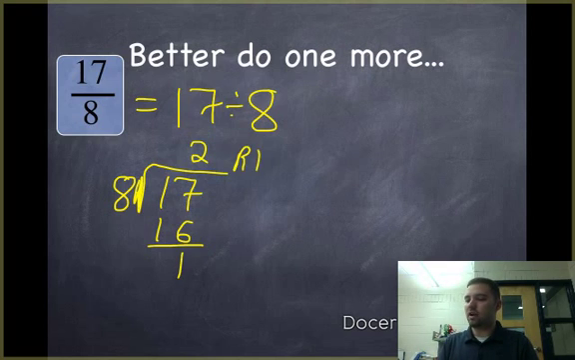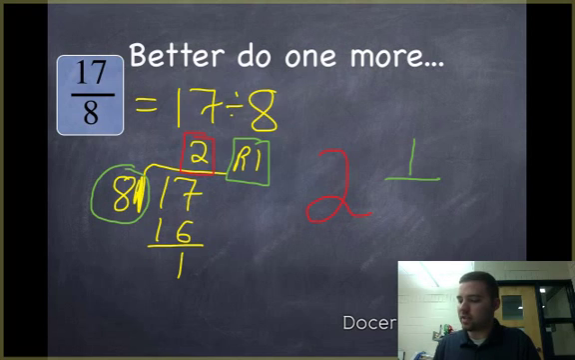And the question is, how do I write that as a mixed number? Well, I take whatever number I got on top, 2, and then I take my remainder, which was 1, and that's the numerator of the fraction. And then the denominator is whatever number I was dividing by, so that's 8.